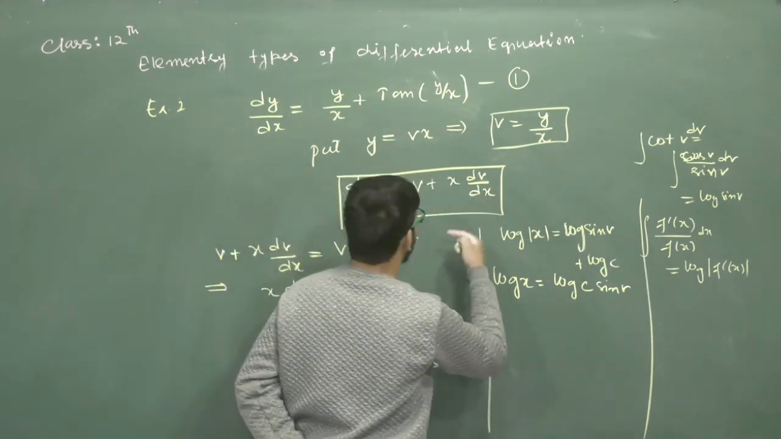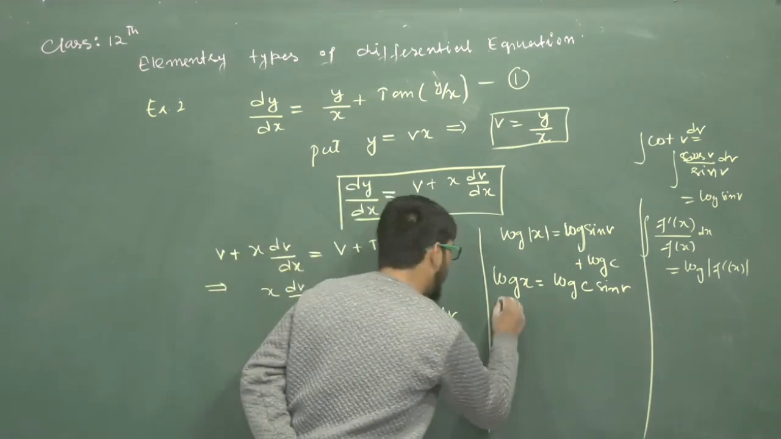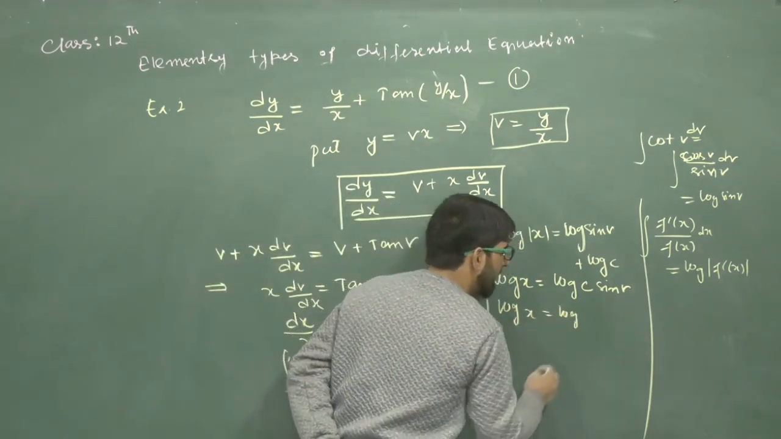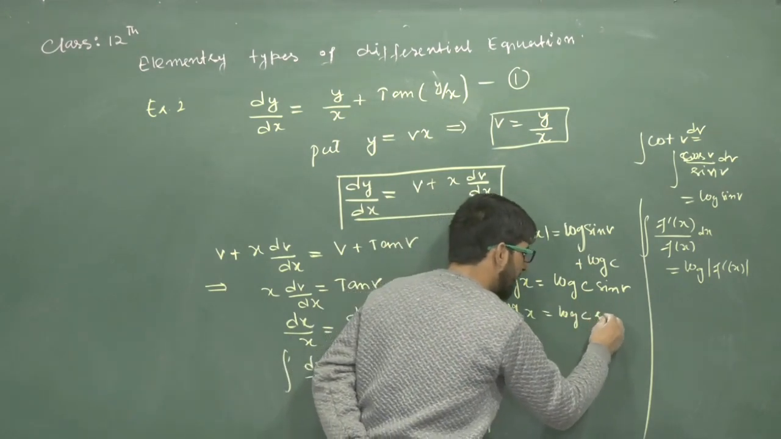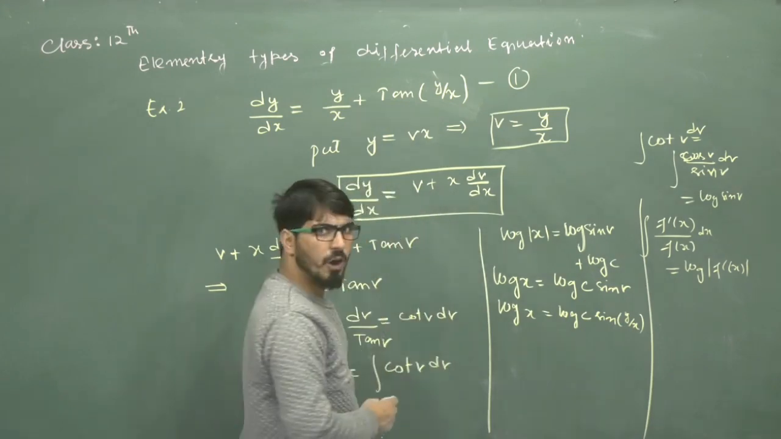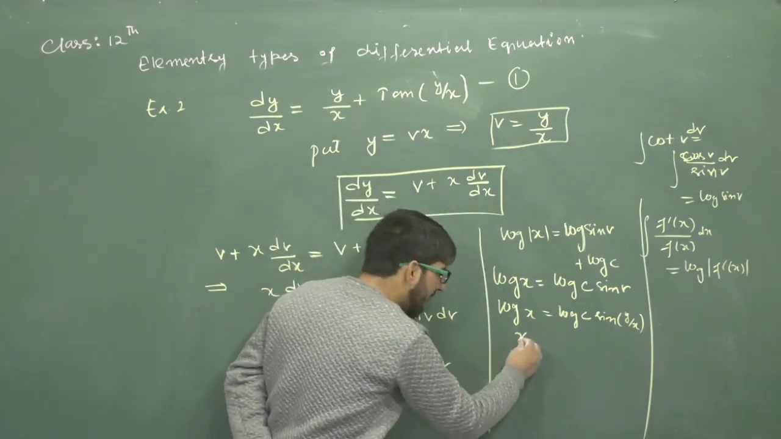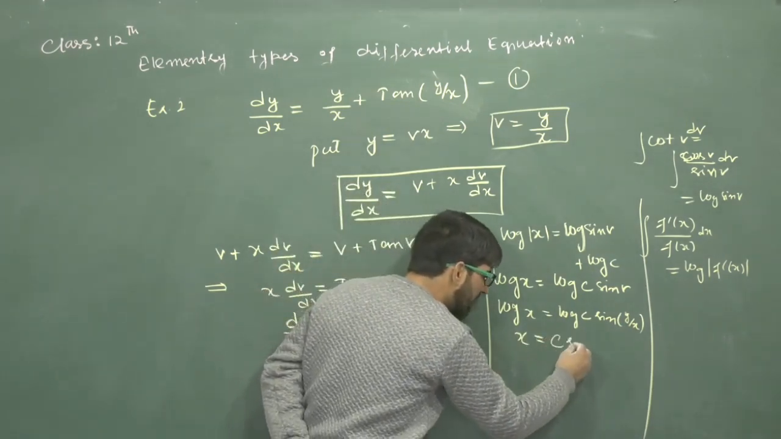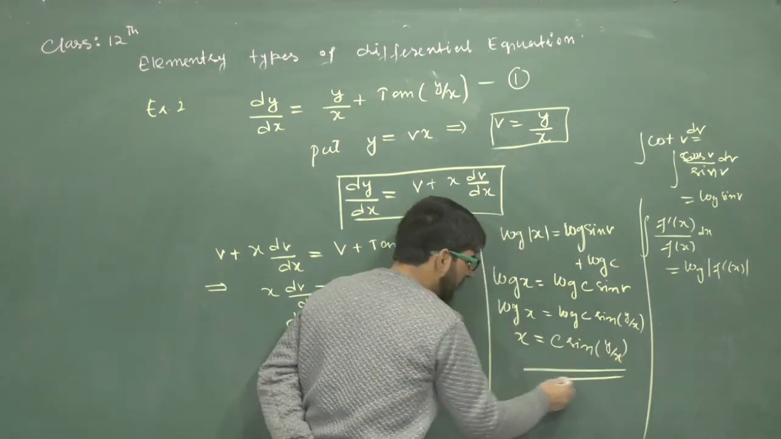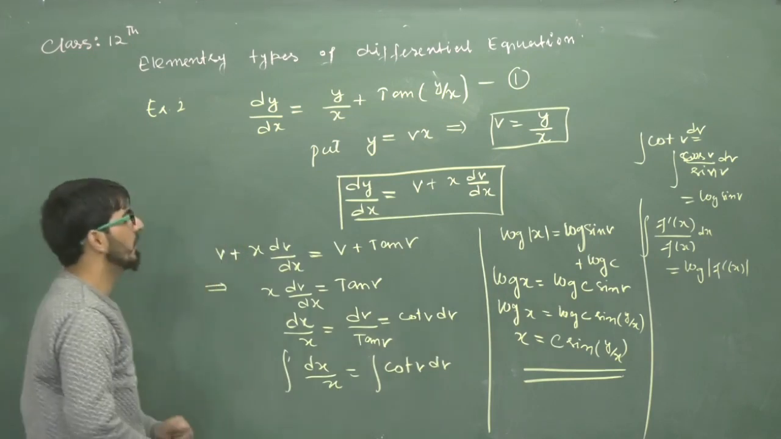So replacing here the value of v, we get log of x is equal to log of c times sin of y by x. So taking anti-log both sides, we get x is equal to c times sin of y by x, which is the solution for this differential equation.